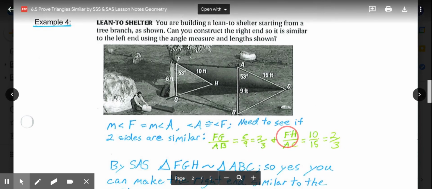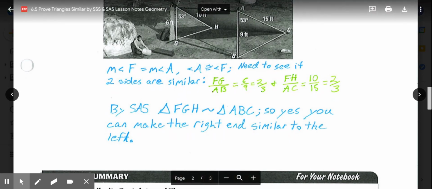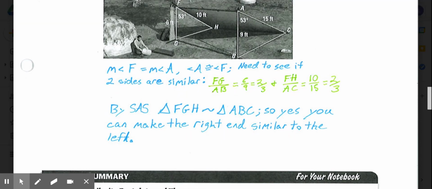So I have sides that are proportional, and I have the congruent included angle. So by side angle side, triangle FGH is similar to triangle ABC. So yes, you can make the right end of the shelter similar to the left.